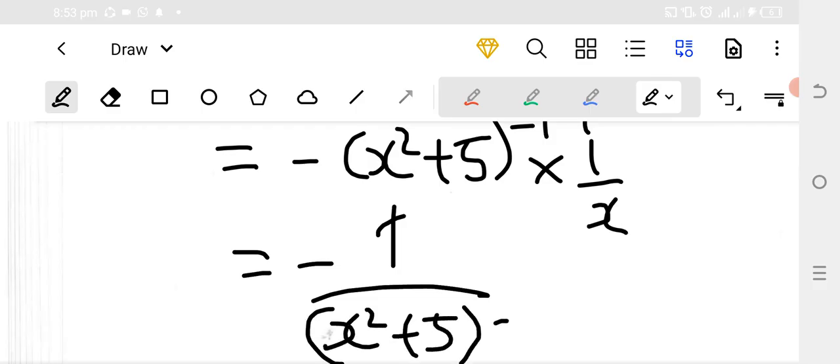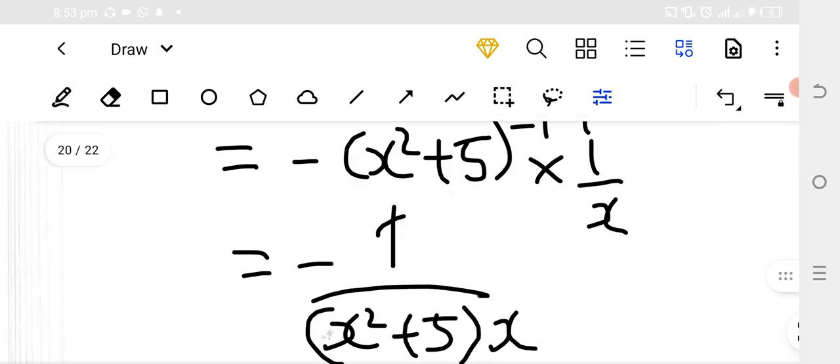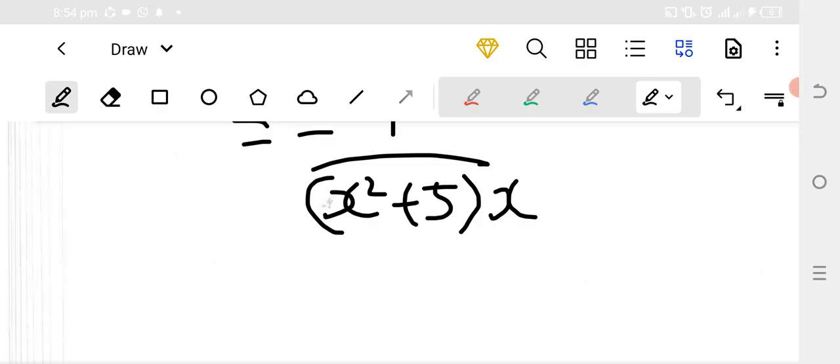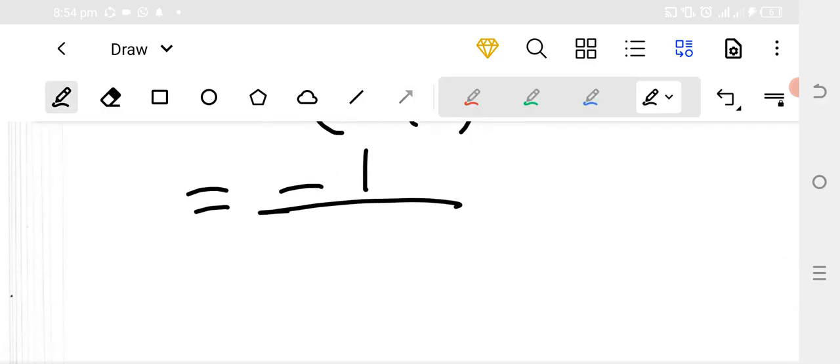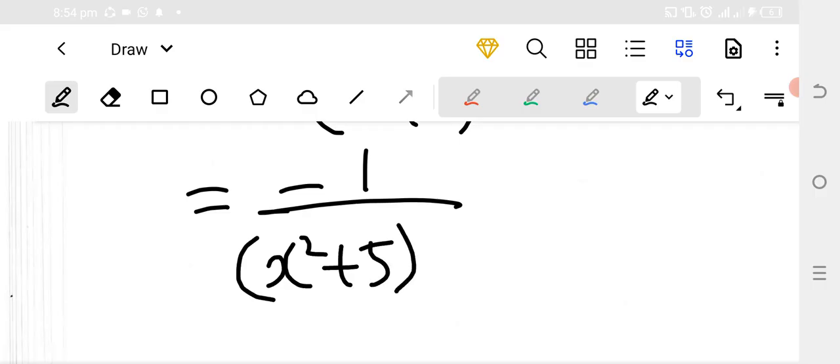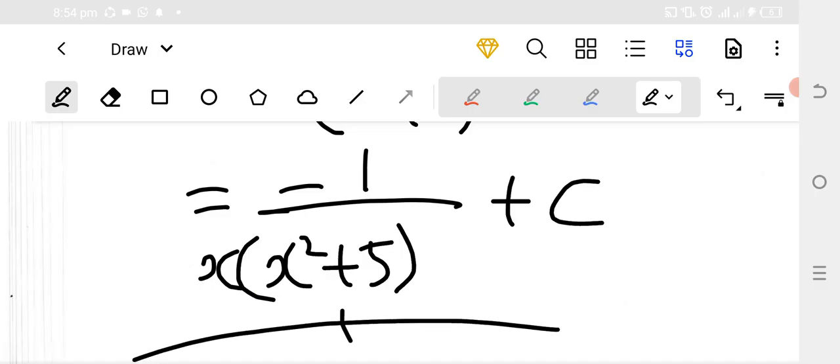You multiply by x. So it's going to be equal to negative 1, you divide by x squared plus 5, multiplied by x. So it's x times x squared plus 5. Let me write it like this, then plus c. This is how your answer was supposed to look.